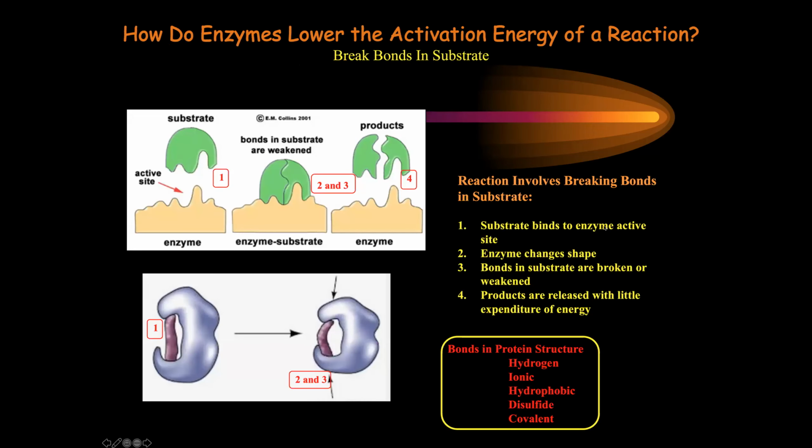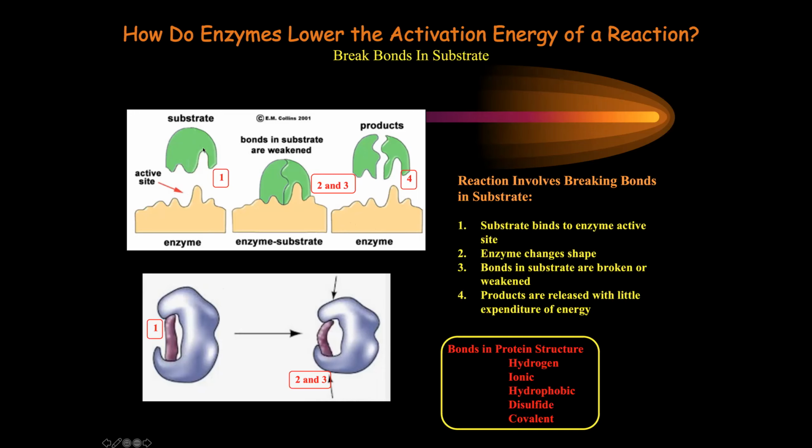Now, how do enzymes lower the activation energy? They do it by breaking bonds or weakening bonds in the substrate. So that's something to remember. And that's illustrated here twice in two different diagrams. The enzyme in the top one is yellow. The substrate is green. And there is an active site on the surface of the enzyme.